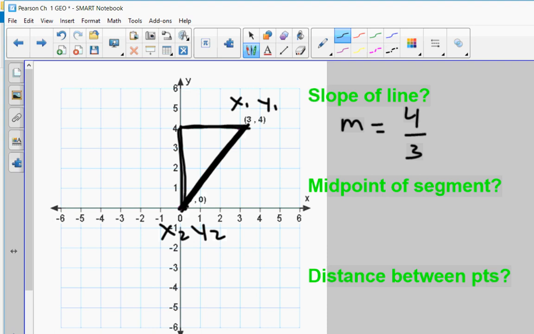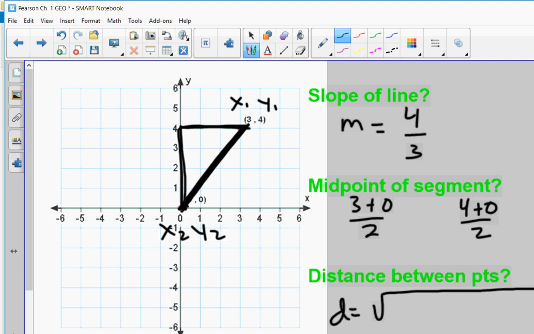So remember, the midpoint was x1 plus x2 over 2, and y1 plus y2 over 2. Okay. The distance formula was x1, so 3 minus x2, 0, squared, plus y1, 4, minus y2, 0, squared. Okay. So I set it up for you.